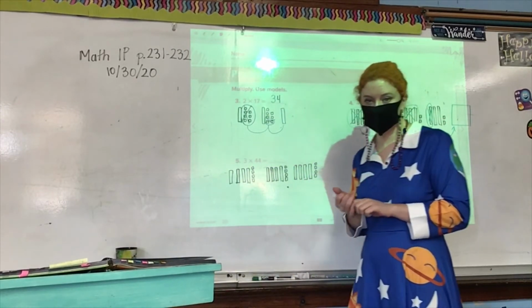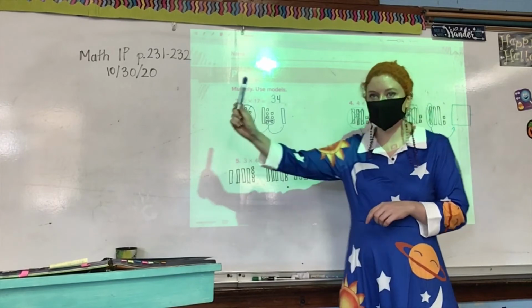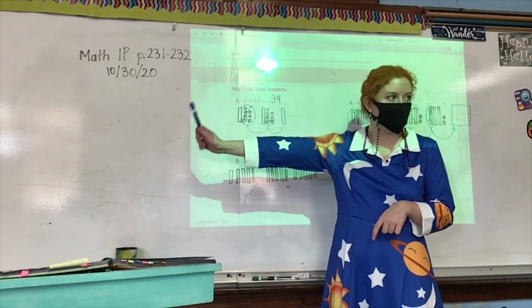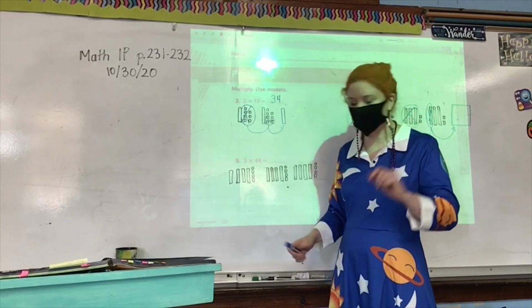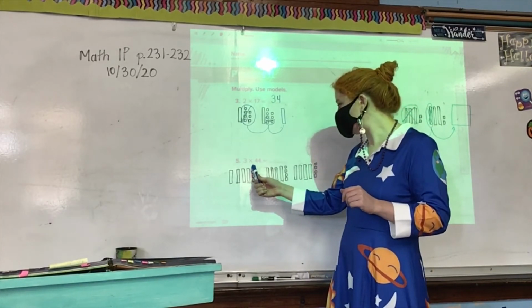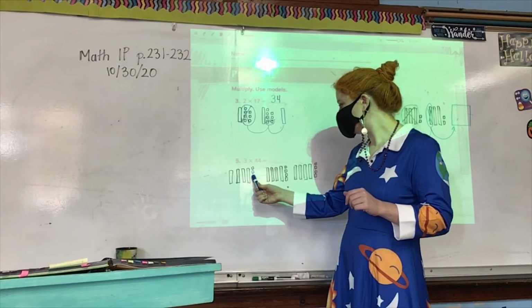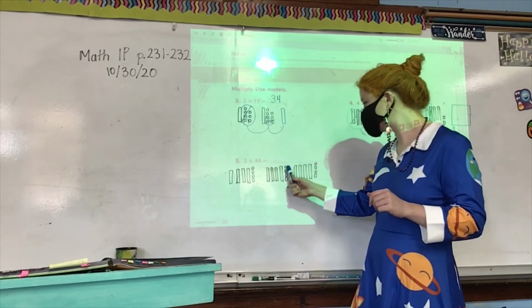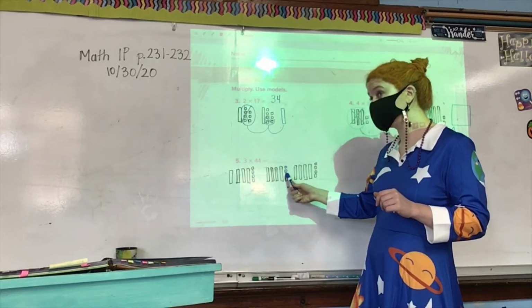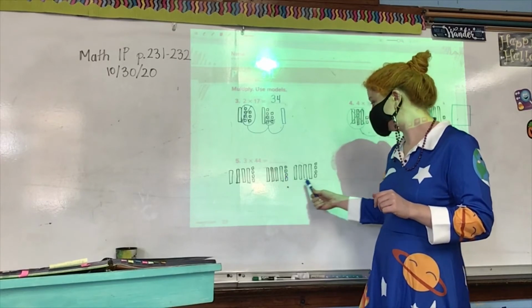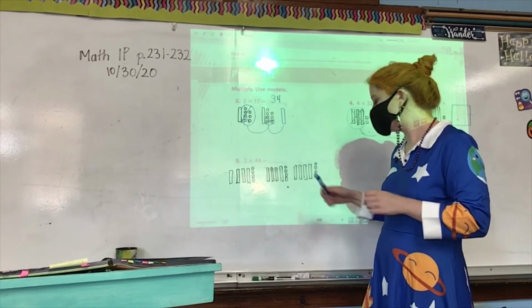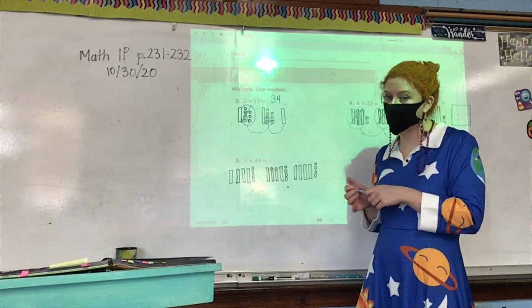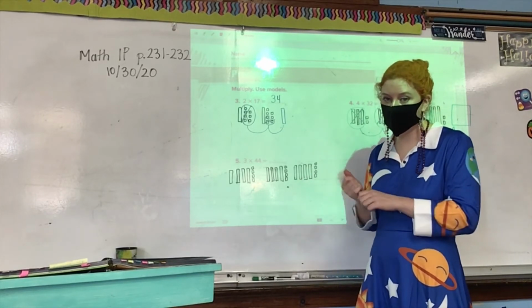We count the ones. I'm working in a different place value, so I'm going to take my blue ones color. Okay, Zari, count with me. Everybody else, count on your paper. 1, 2, 3, 4, 5, 6, 7, 8, 9, 10, 11, 12. We have 12 ones. Can we put that in the ones place, Zari?